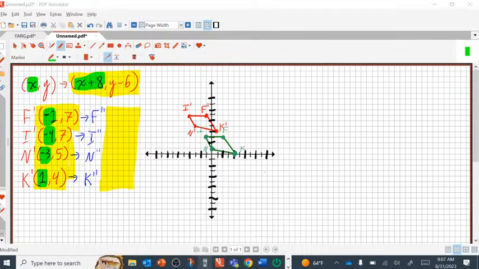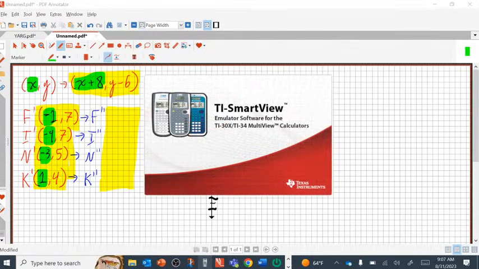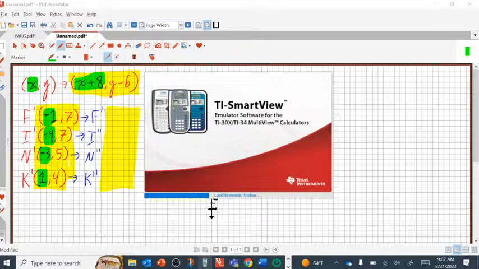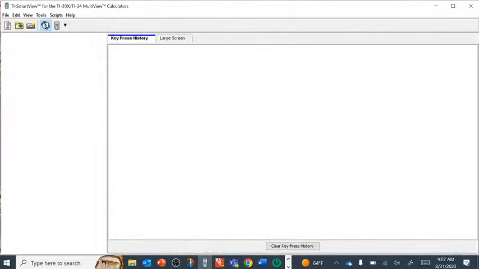So, here we go. TI SmartView, emulator software for the TI-30X/TI-34 MultiView calculators, Texas Instruments. There we go. Initializing, loading, menus, toolbars, validating software license. And maybe it will go, or maybe it will make me sing.